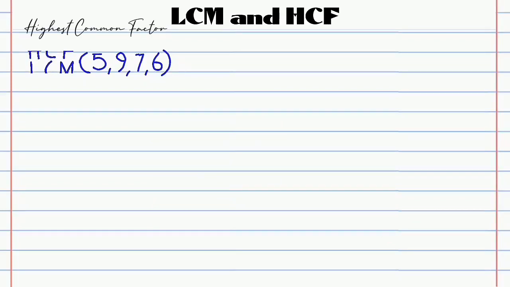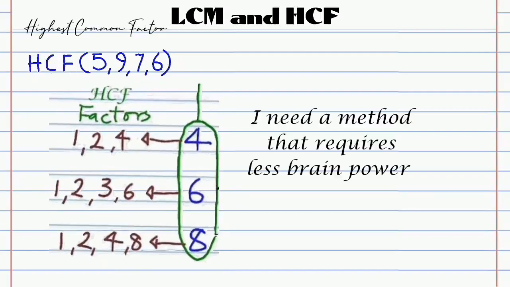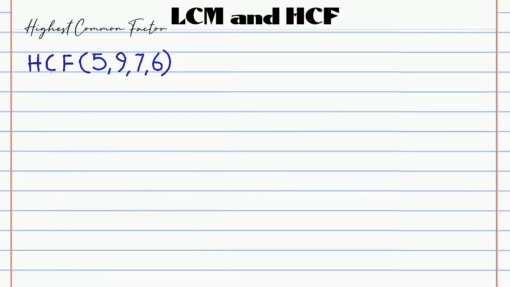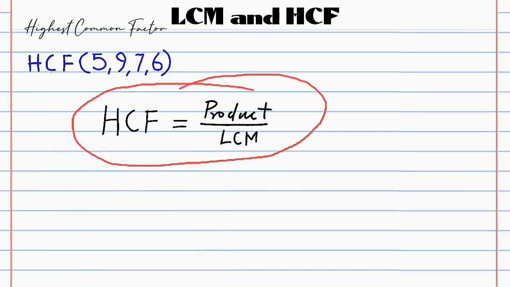Let's talk about HCF. I'm looking for a method where I don't have to list down the common factors of any number. It's way stressful. I need an easy method. I'm going to use a formula. The formula says that the HCF of the given numbers is equal to the product of the given numbers, all divided by the LCM of the given numbers.